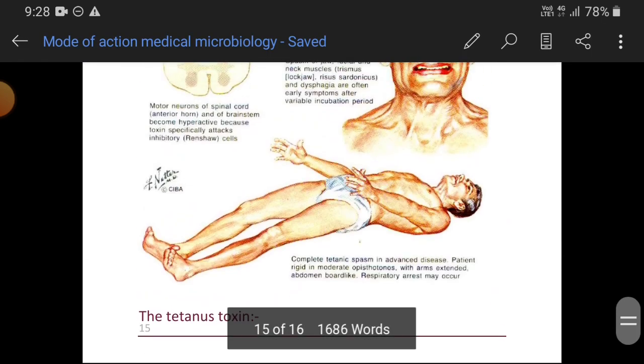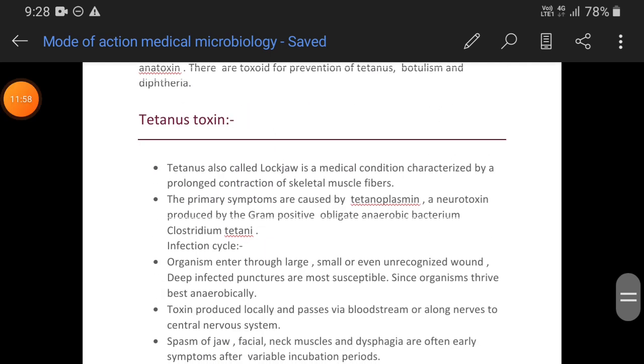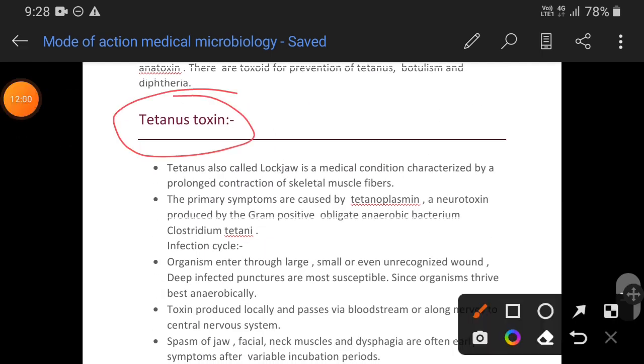Okay, so today we have learnt about the tetanus toxin. Tetanus, also called lockjaw, is a medical condition characterized by prolonged contraction of the skeletal muscle fiber. The primary symptoms are caused by tetanoplasmin, which is a neurotoxin secreted by obligate anaerobic, gram positive, spore forming Clostridium tetani. Then we have learnt about the infection cycle, right?